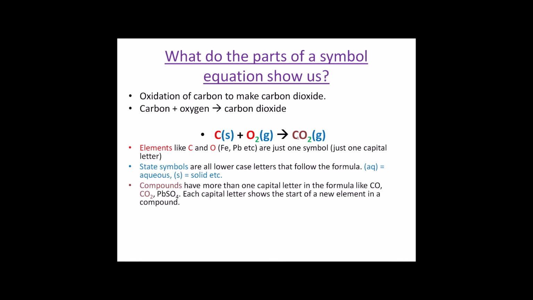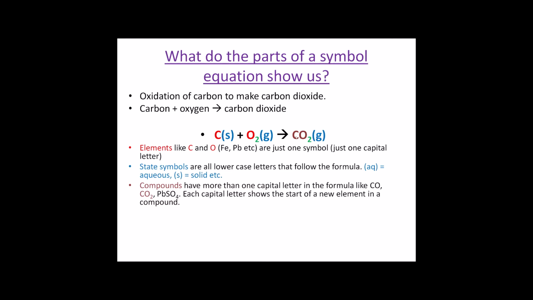Now the compounds, in this kind of very brown colour here. Compounds have got more than one capital letter in the formula. For example, capital C, capital O for carbon and oxygen. Very important not to write this as capital C, lowercase o, because that would be the chemical symbol for cobalt. So each capital letter is the start of a new element.